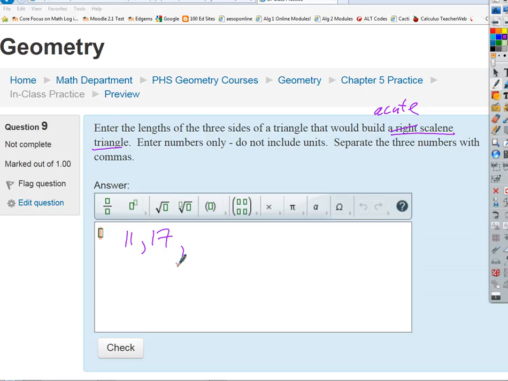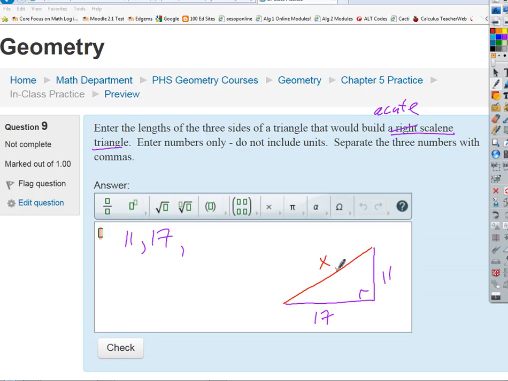How would I build the third side that would make it a right triangle? If I wanted to make this a right triangle, so that's 17 and that's 11, how would I find the length of the hypotenuse? Call it x. What's the relationship between the lengths of the sides in a right triangle? A squared plus b squared equals c squared. What theorem is that? Pythagorean theorem, right? The squares of the legs have to add up to the square of the hypotenuse, right?